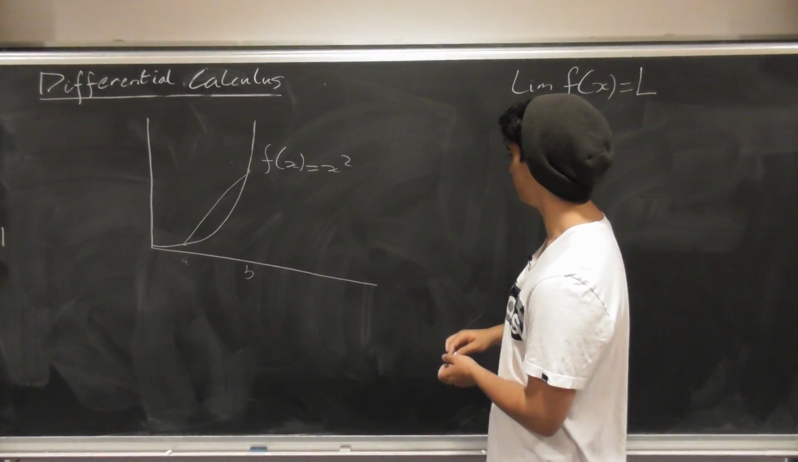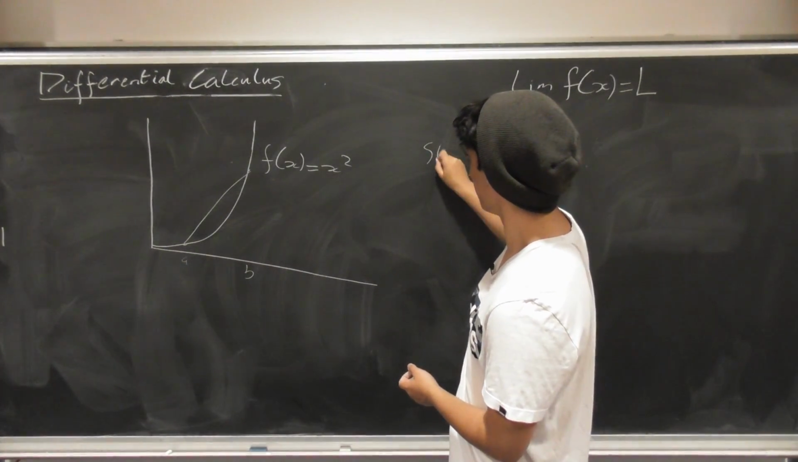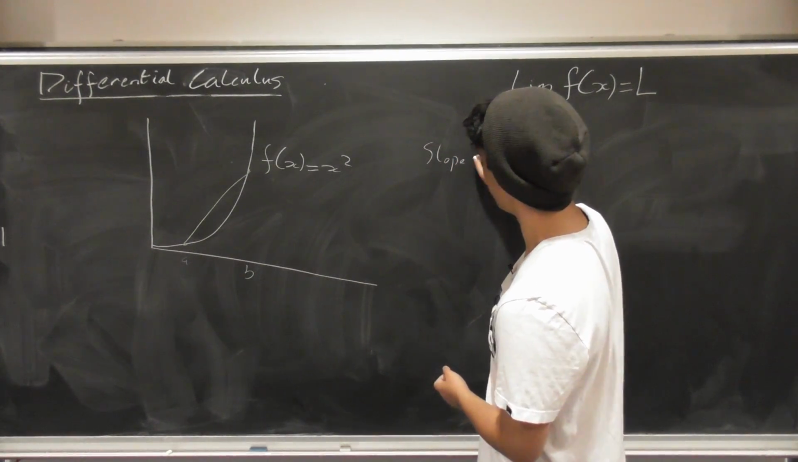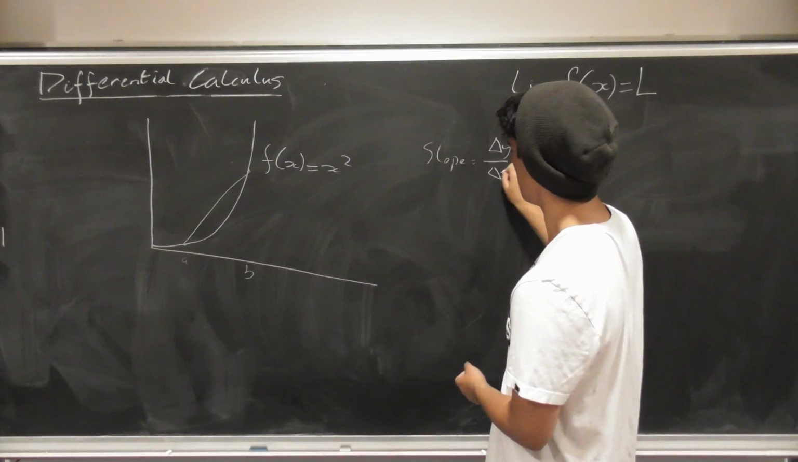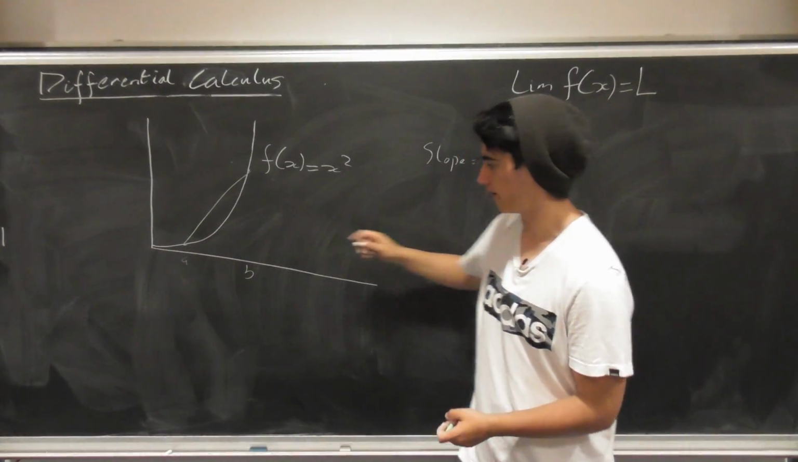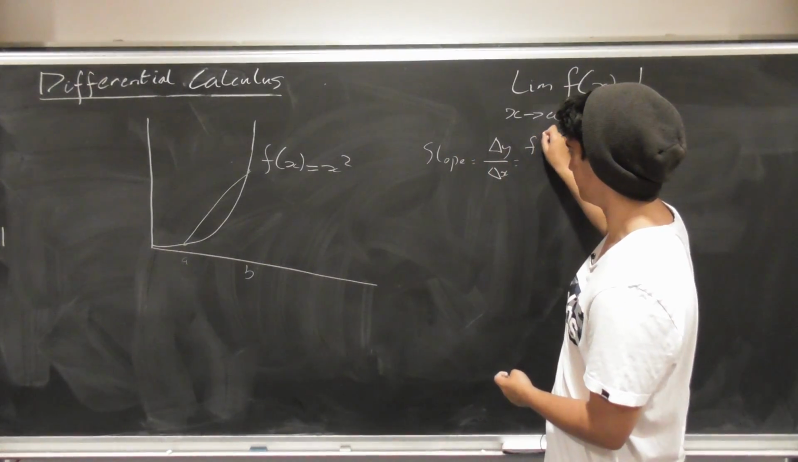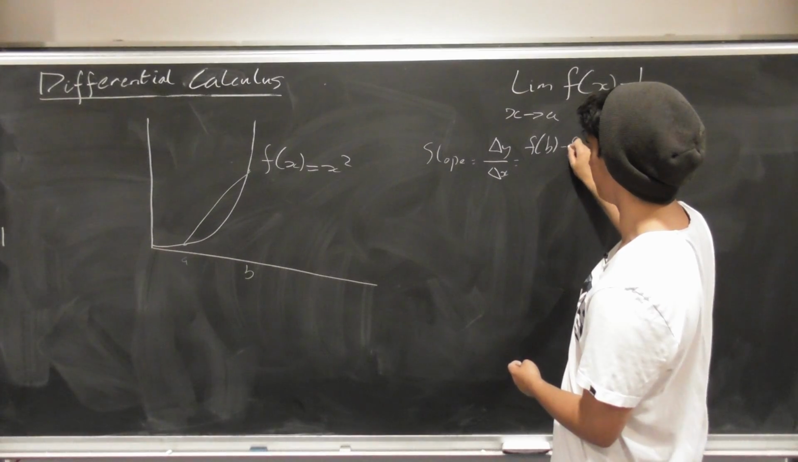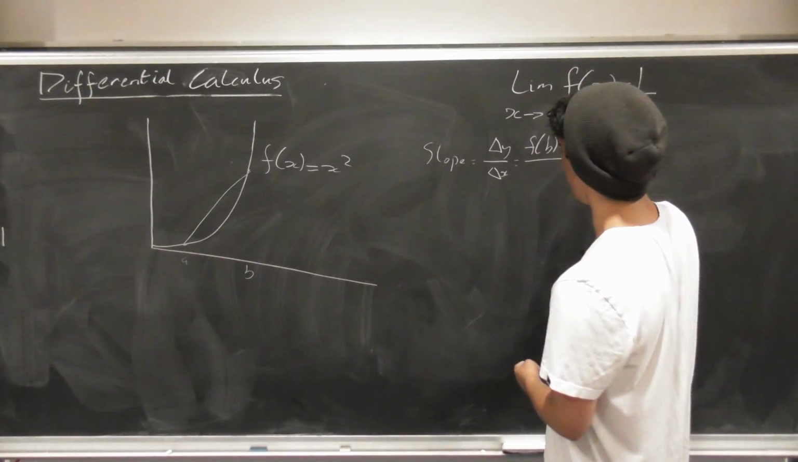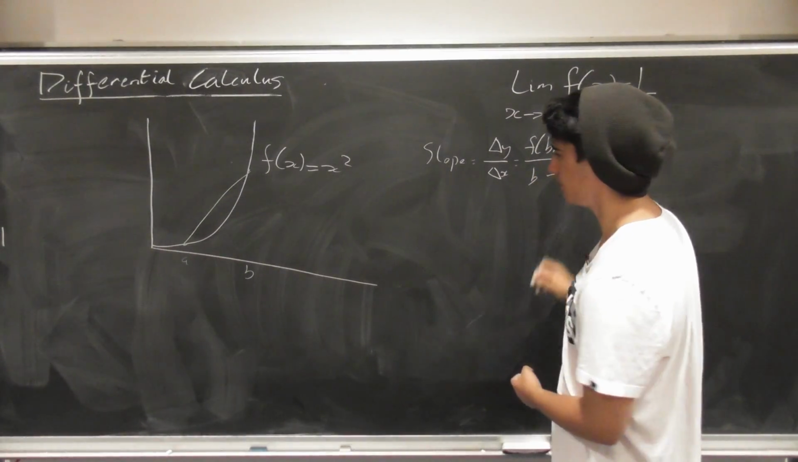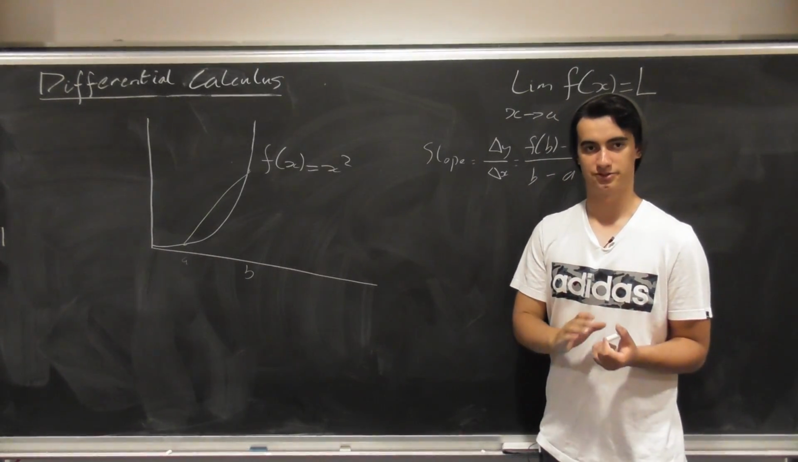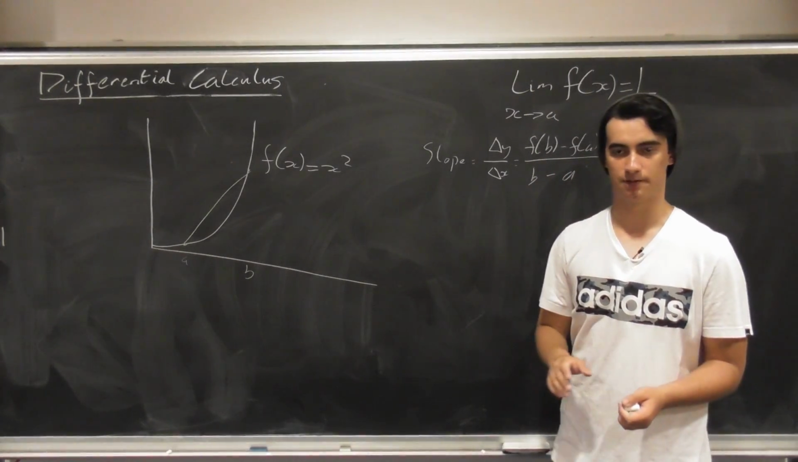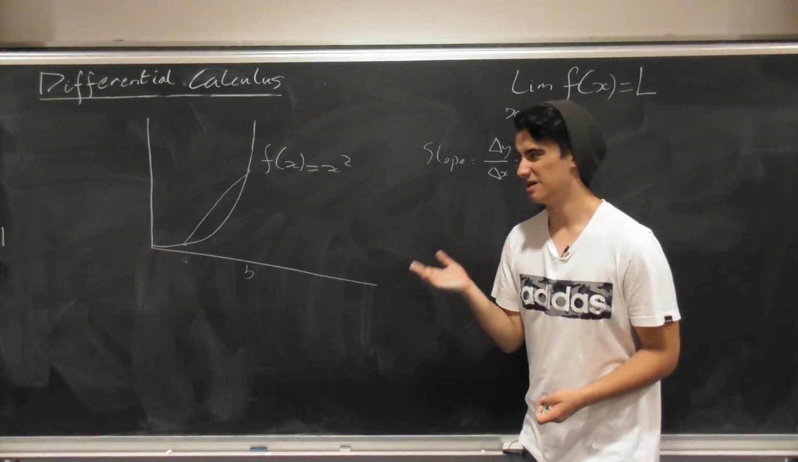We can say the slope here is the change in y over the change in x, which in this case is fine. We just say f evaluated at b minus f evaluated at a, over b minus a. And this is the geometric way of thinking about slopes that we've come across tens, if not hundreds, of times before, and there's no problem.